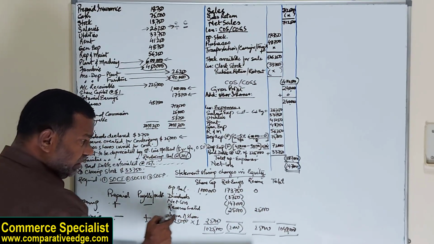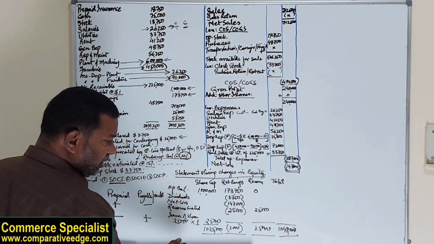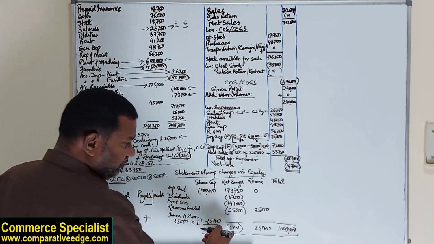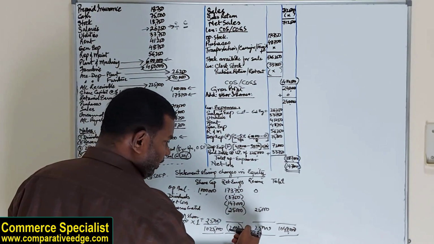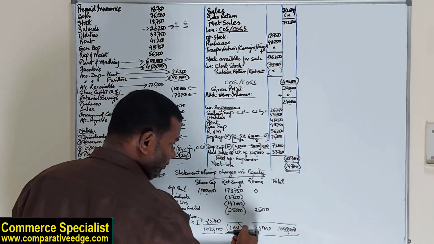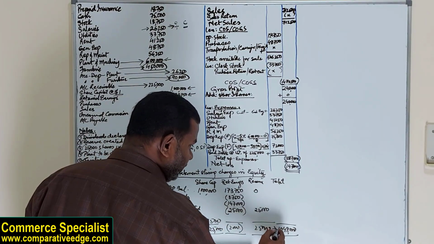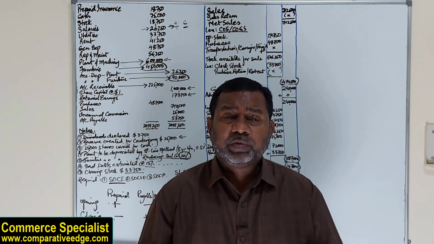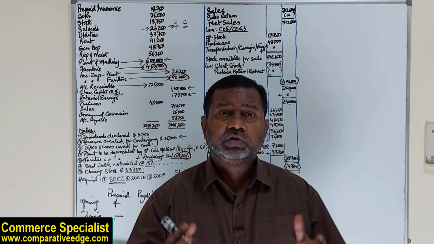Shares issued additionally will increase your existing share capital balance. So it has become 1,025,000. This is minus 2,000. This is plus 25,000. When you add all of them, finally you will get 1,048,000. Now the next step is to prepare statement of financial position, which you call balance sheet.